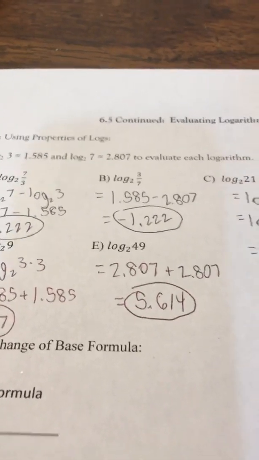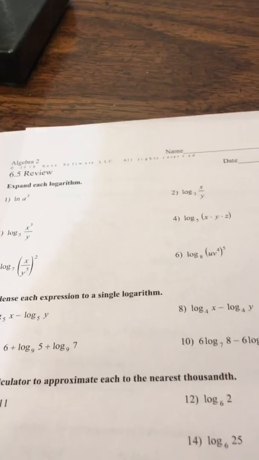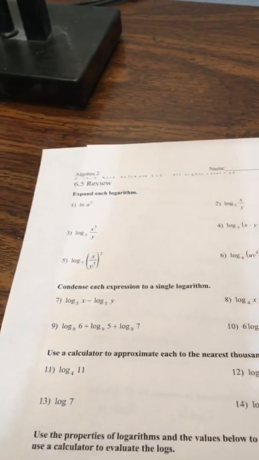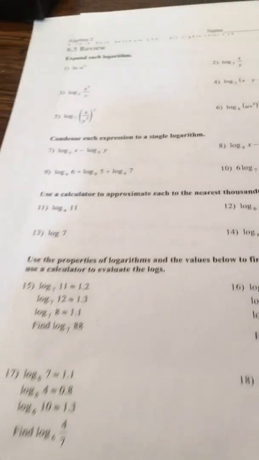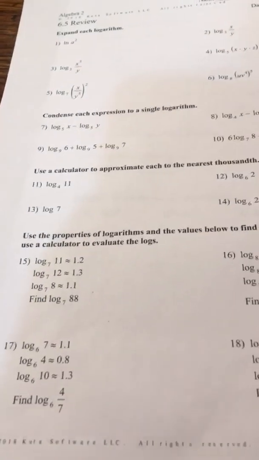Now, on the 6.5 review page, you should have already worked out 1 through 10. All right, the problems like what we just did are actually down at the very bottom, 15 through 18. I want to look at one of them really quick.